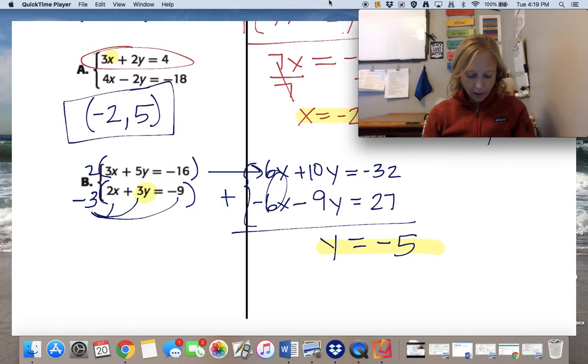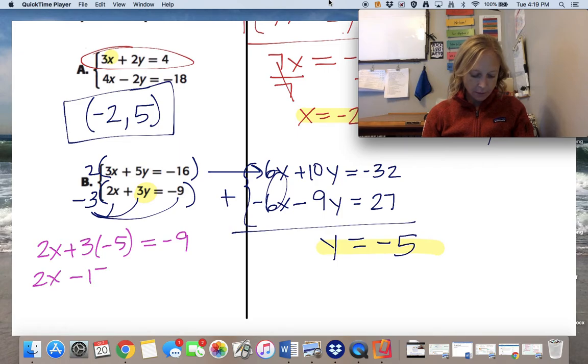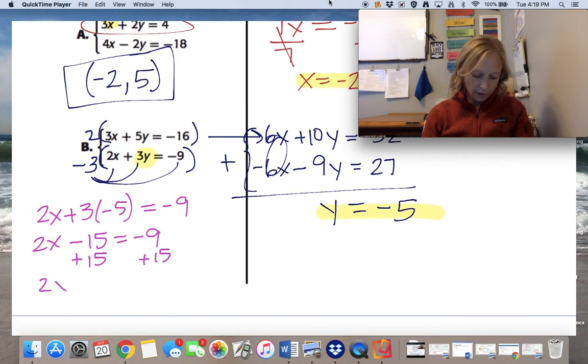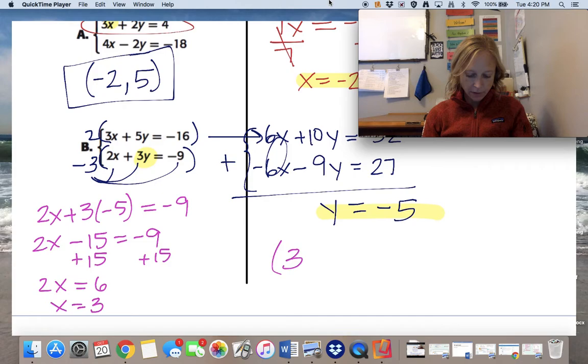All right, so I'm going to do this on the left. 2x plus 3 times negative 5 equals negative 9. 2x minus 15 equals negative 9. 2x equals negative 9 plus 15, that would be positive 6, and x equals 3. Our ordered pair is 3, negative 5.